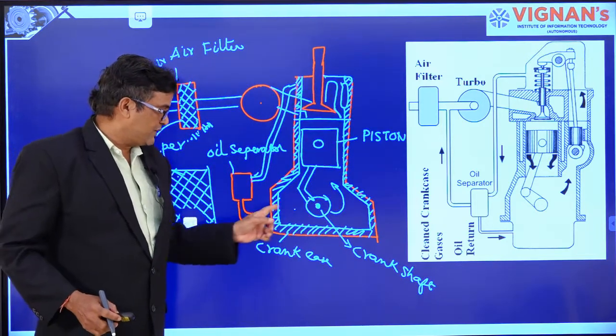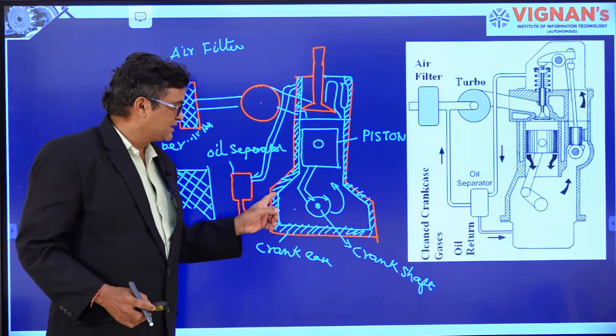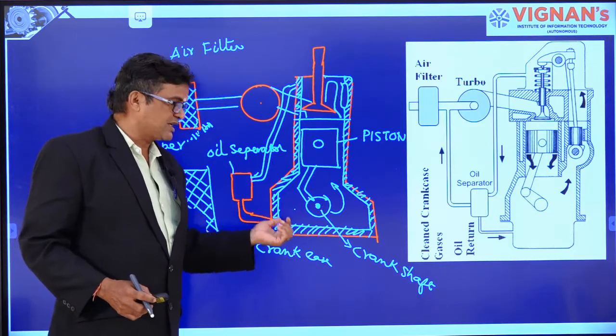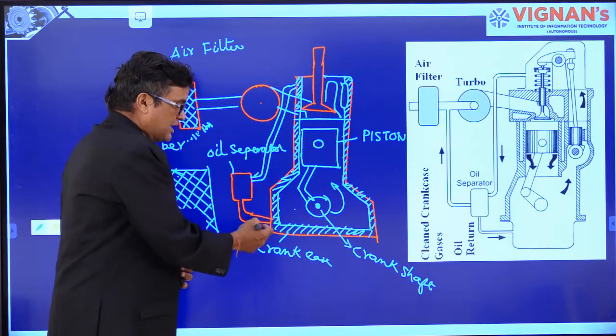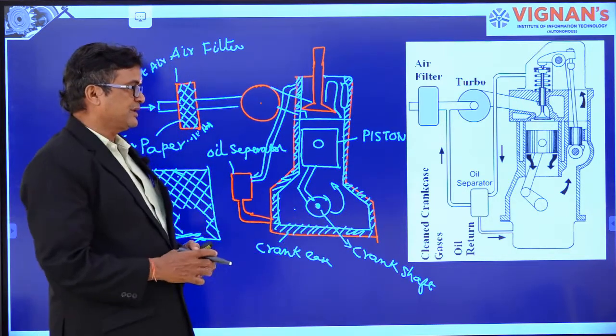This is the crankshaft and this is the crankcase. Don't get confused. This is the crankshaft and this is the crankcase. The case which is holding the crankshaft is the crankcase. The crankcase holds the crankshaft, right?